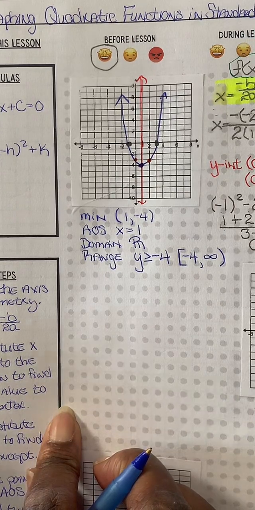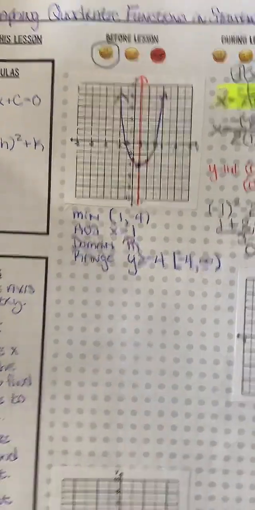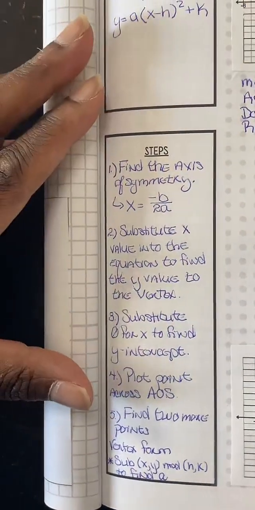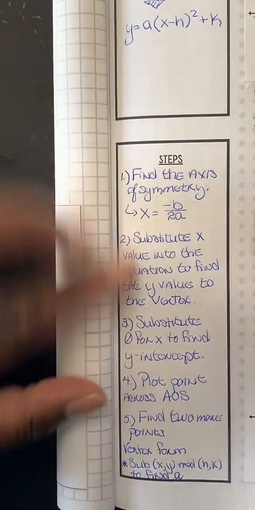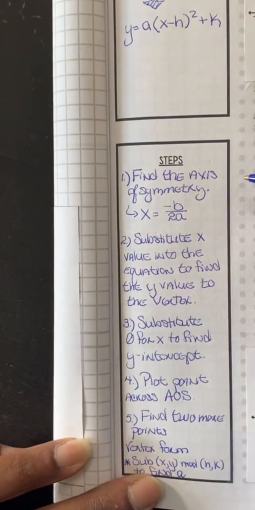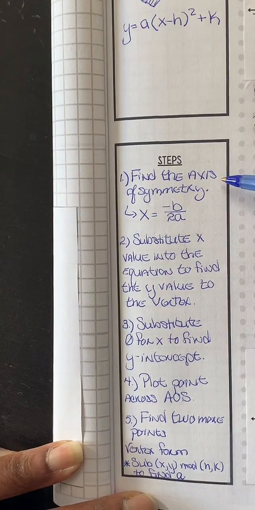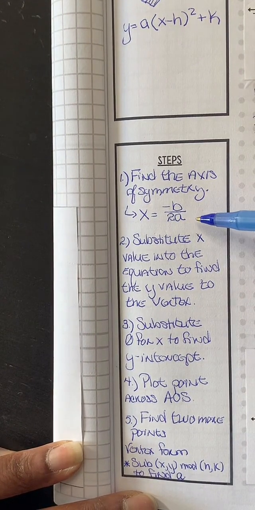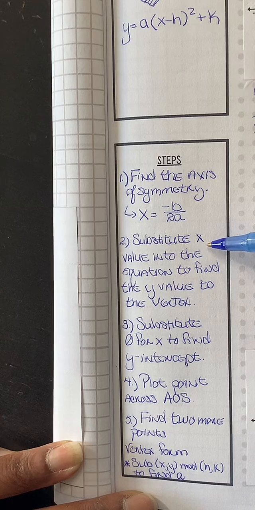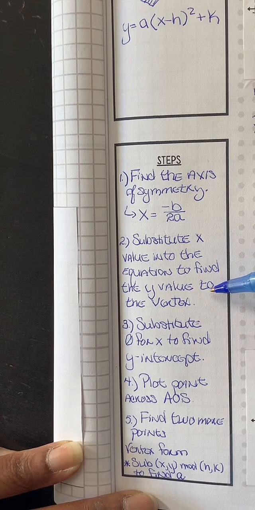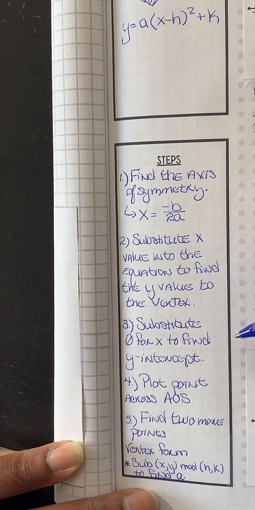Okay, so let me show you my steps so you can take a quick screenshot. Let me show you the steps. So first, move my hand out of the way so it won't be so dark. Okay, find the axis of symmetry. So we're using that -b/2a. Then we're going to substitute that x value into the equation to find the y value. Okay, and what you just discovered is your vertex.